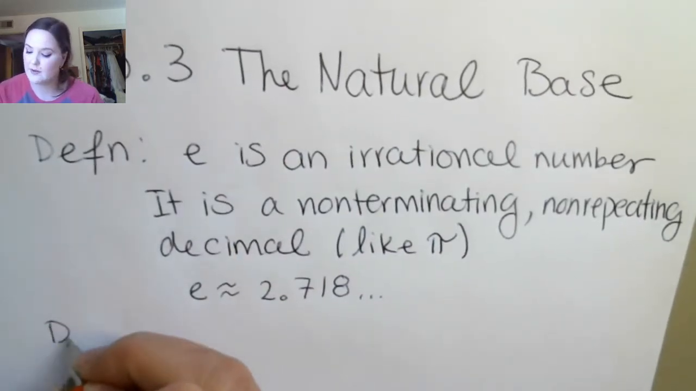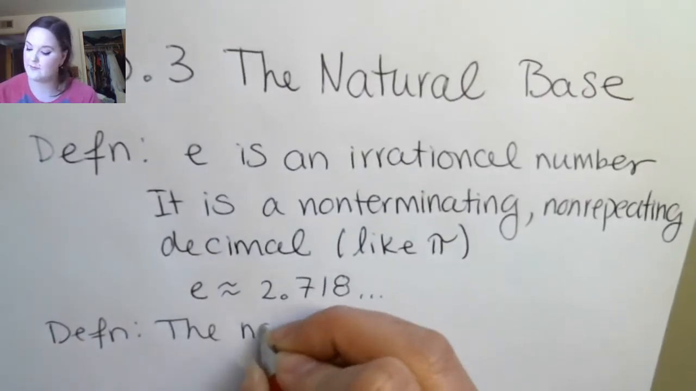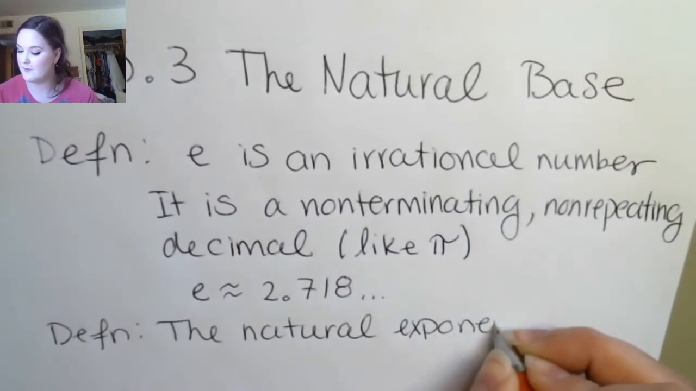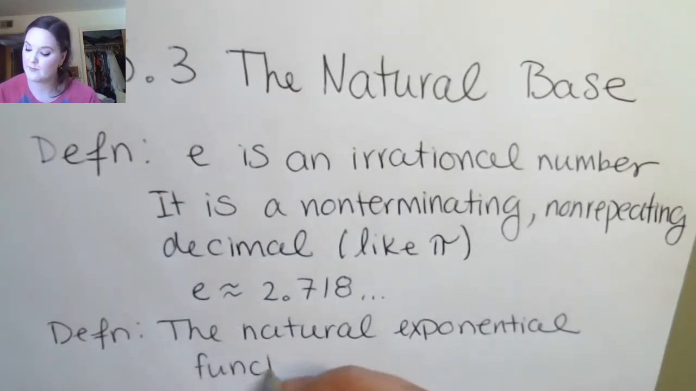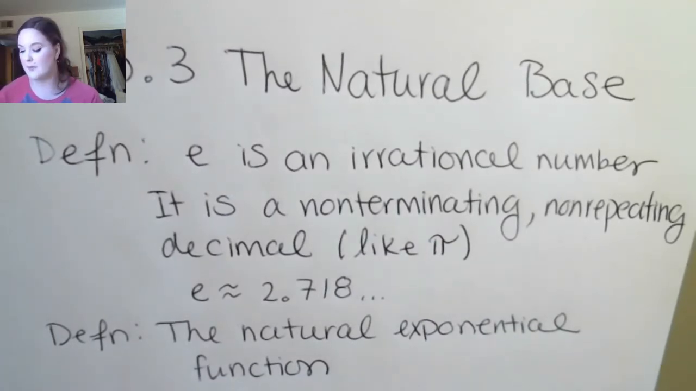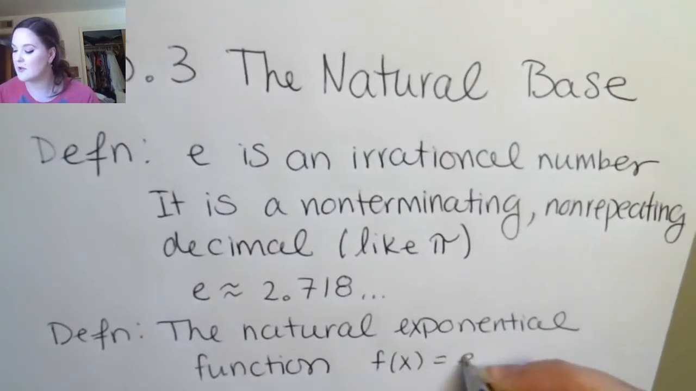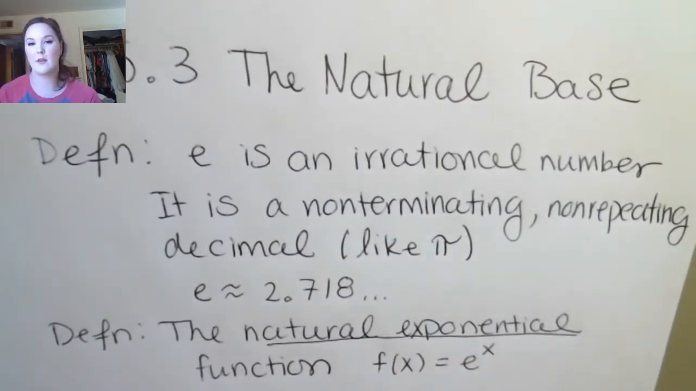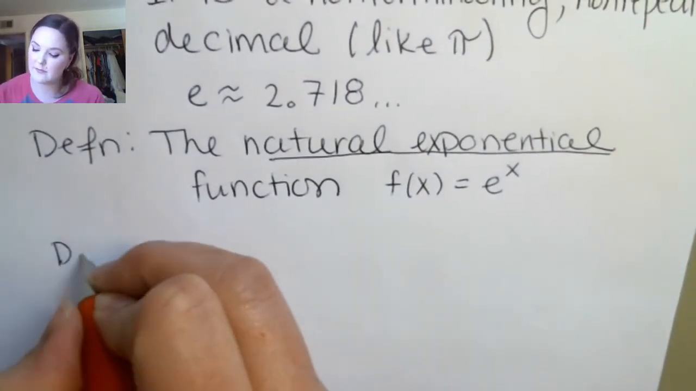Okay, so let's talk about how we're going to use this. People refer to E as the natural base because it comes up in nature. So the natural exponential function is the exponential with E as a base. We can also use E as a base for a logarithm.